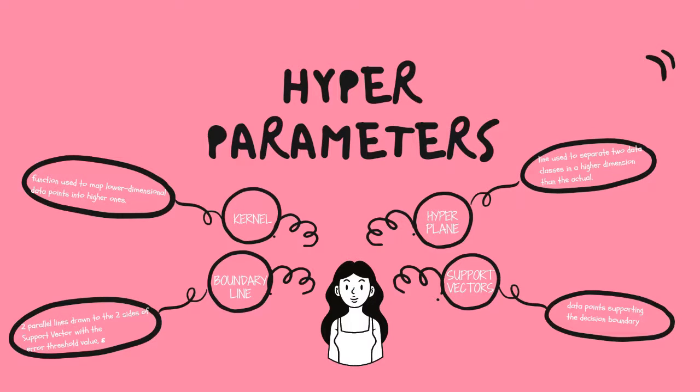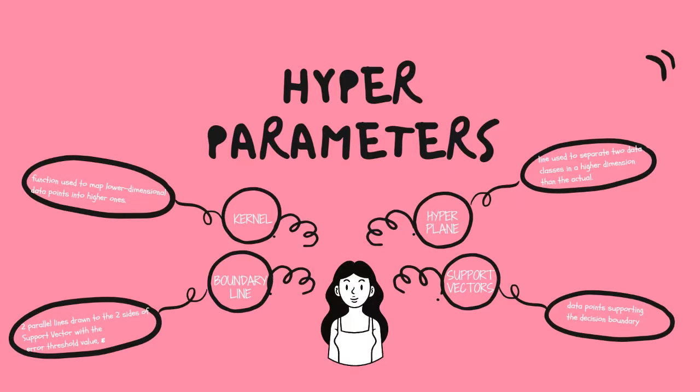They are important because they directly control the behavior of the training algorithm and have a significant impact on the performance of the model being trained. The hyperparameters of support vector machine are kernel, boundary line, hyperplane, and support vectors.